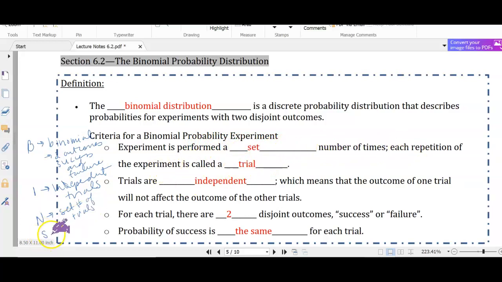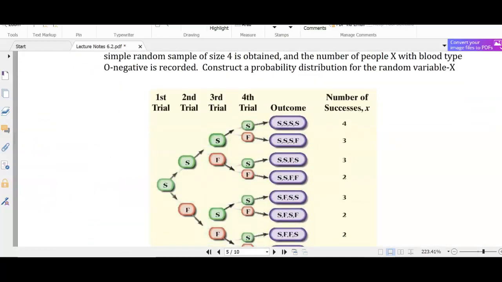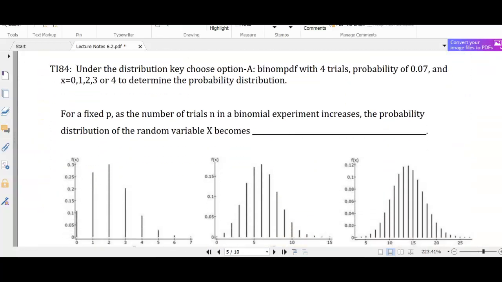And then S, the probability of success is the same for each trial. So here we have our B, I, N, and S, which corresponds to the binomial distribution. We had a couple of examples to go over, so we're going to skip down to the examples.